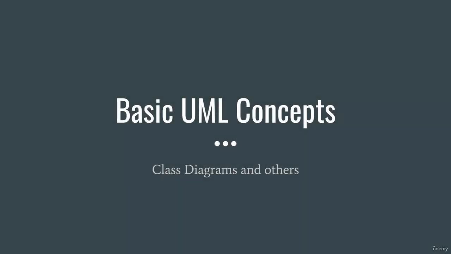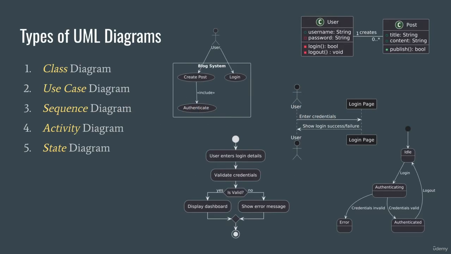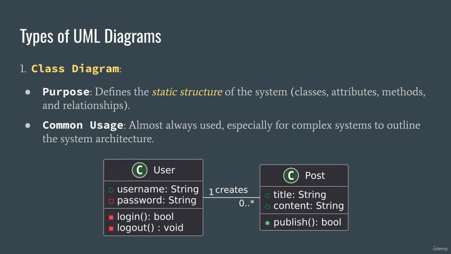UML, short for Unified Modeling Language, helps us visualize and document system architecture effectively. Let's take a quick look at the 5 main types of UML diagrams. We'll explore each of these in depth later, but for now, let's just see what they are. Class diagrams, perhaps the most common type of UML diagram, define the static structure of a system. They specify classes, their attributes, methods, and the relationships between the system's classes.